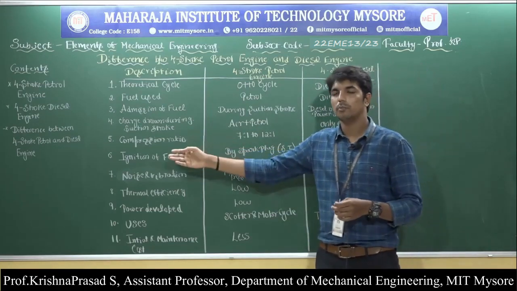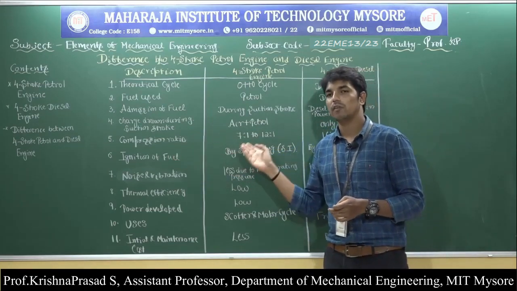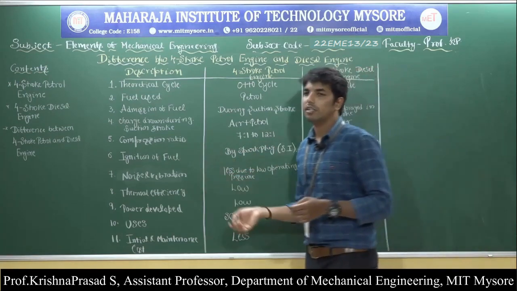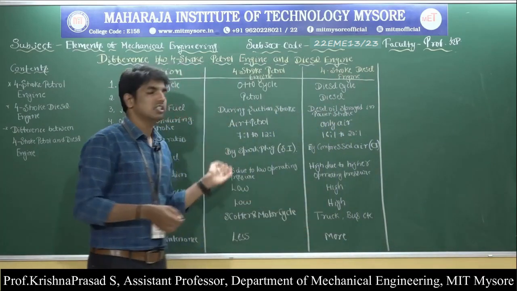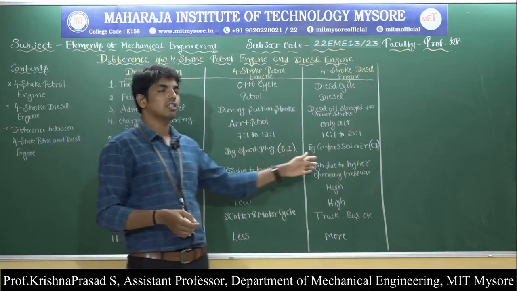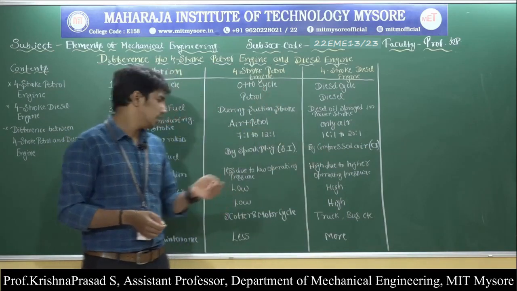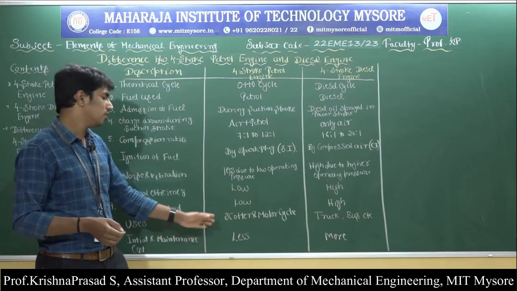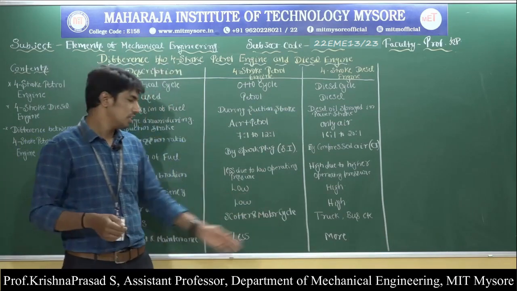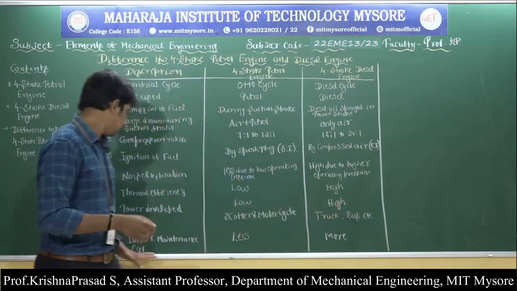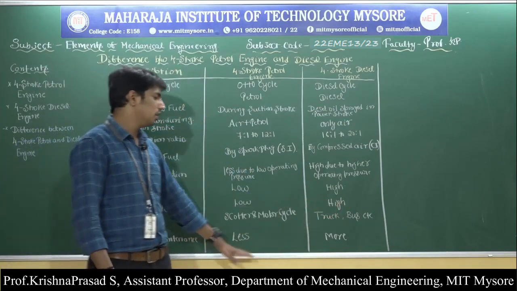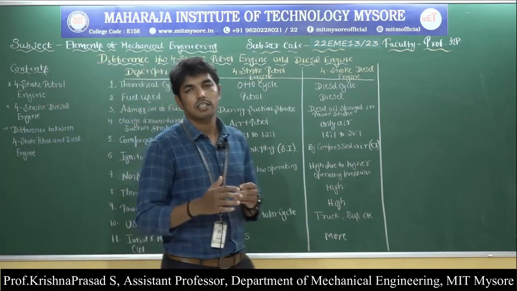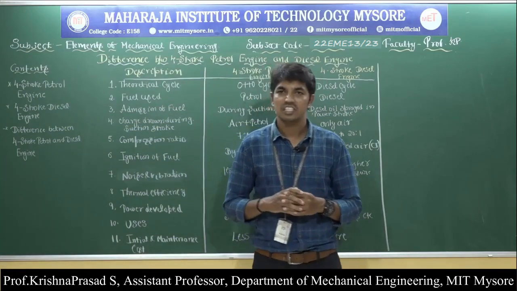Then the compression ratio is very much important. It is very less, that is 7:1 to 12:1, but there 16:1 to 20:1. Then based on the ignition of the fuel, petrol engines are called spark ignition engines, and the compression ignition engine is the 4-stroke diesel engine. Then what are the uses? The 4-stroke petrol engine is used in vehicles like scooters and motorcycles, but 4-stroke diesel engine vehicles are trucks and buses. Then initial and maintenance cost is less in the petrol engine and more in the diesel engine. So these are some of the major differences we can see between the 4-stroke petrol engine and the diesel engine.